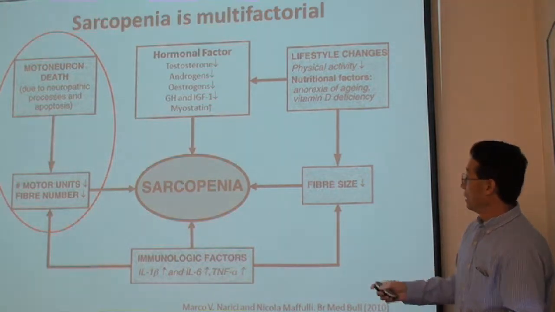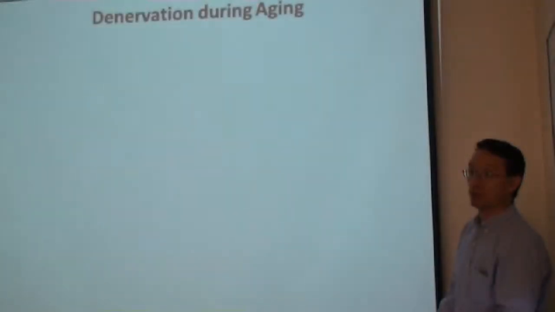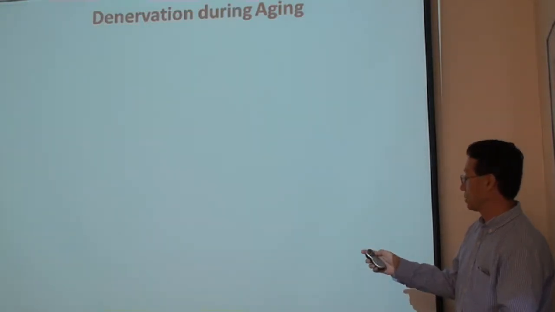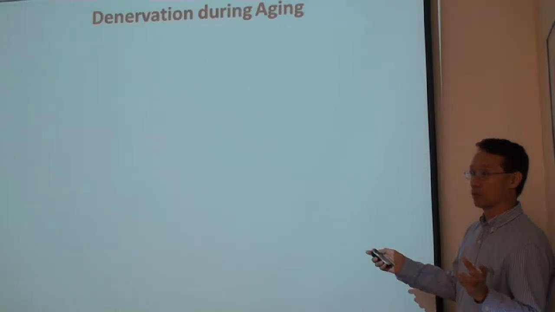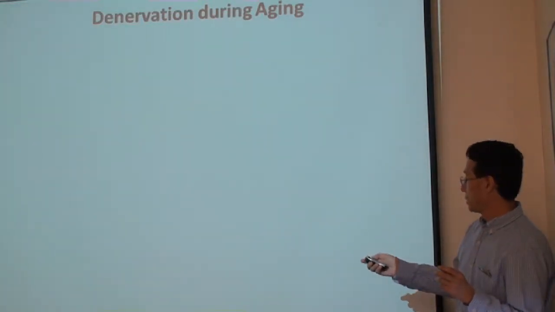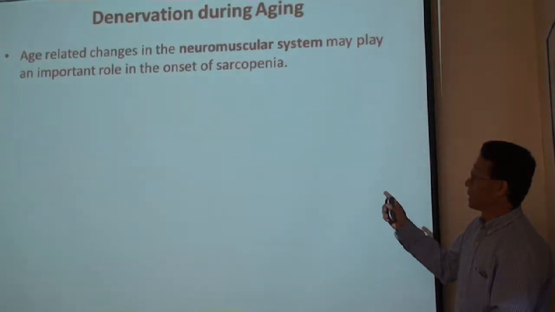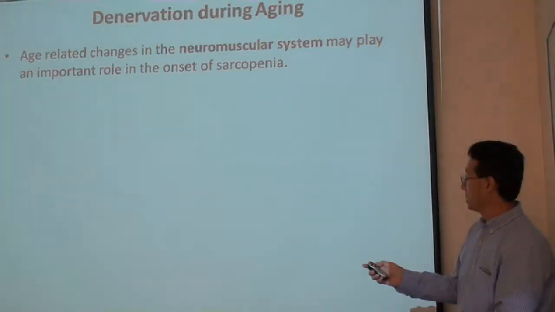This leads to muscle fiber number decrease and mass decrease, and leads to muscle atrophy. Talking about the motor neuron, the loss of the motor neuron is called denervation. During aging, there is a gradual death of the motor neurons, which leads to denervation. What is denervation? It's an age-related change of the neuromuscular system that may play an important role in the onset of sarcopenia.